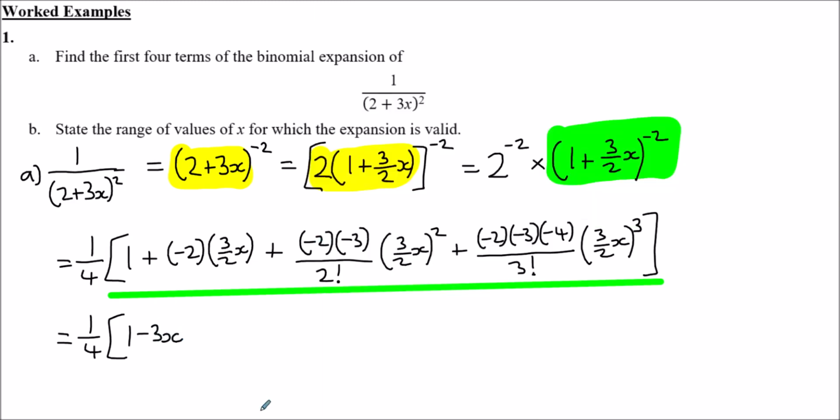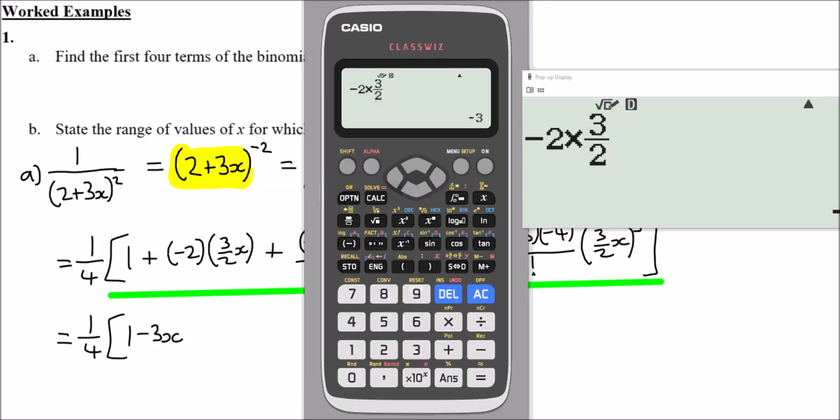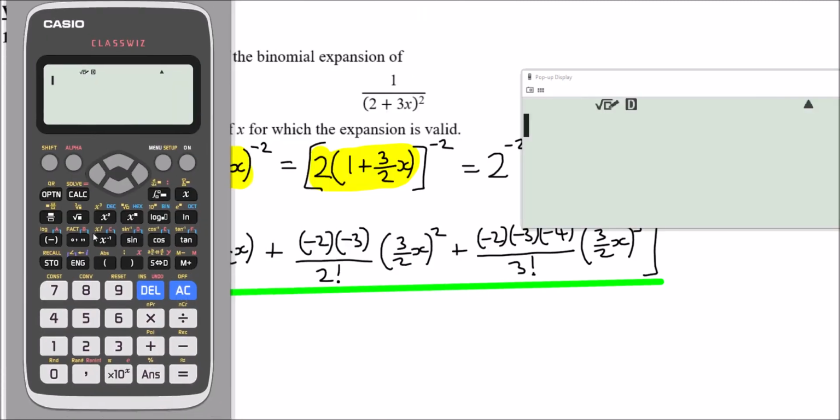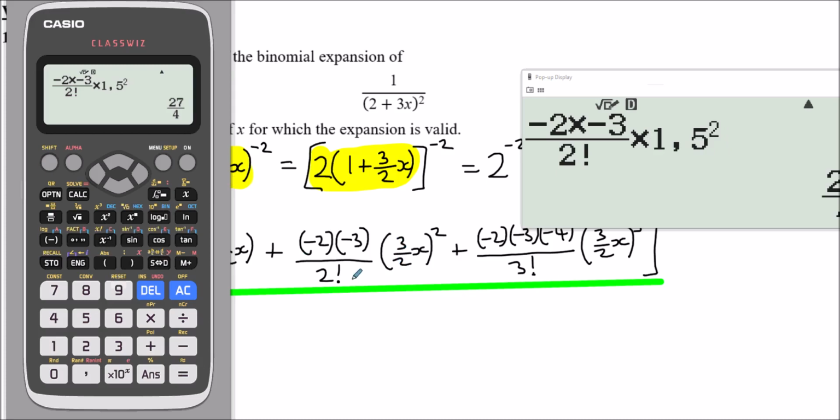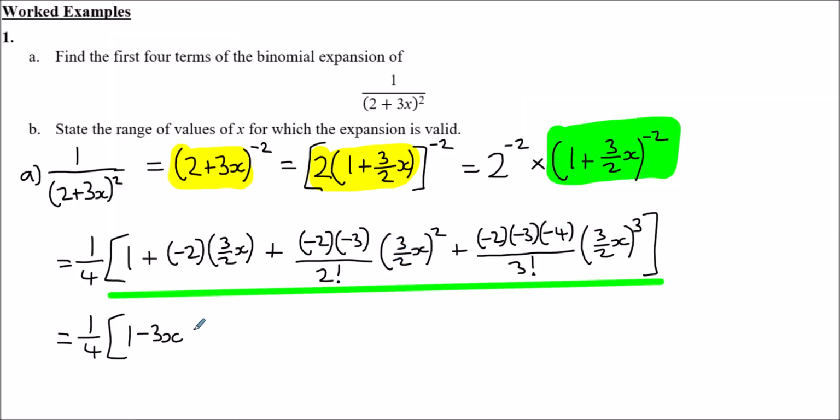This next thing here, let's do this a bit more carefully. So I've got minus 2 times minus 3 all over 2 factorial. So press shift and the reciprocal button here. I'm going to multiply this by 3 over 2. I'm going to be lazy and think of 3 over 2 as 1.5, which it is. I can type in 1.5 squared, and that'll tell us the coefficient of the x squared term. 27 over 4. So we've got plus 27 over 4 x squared.